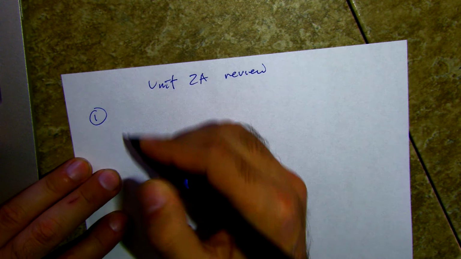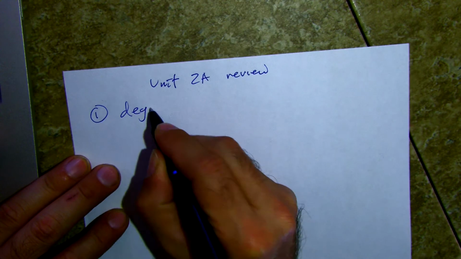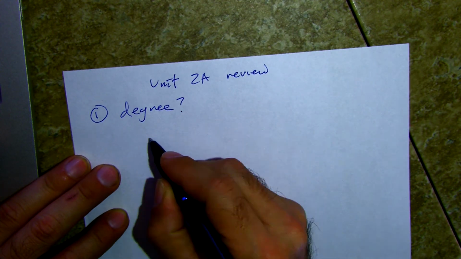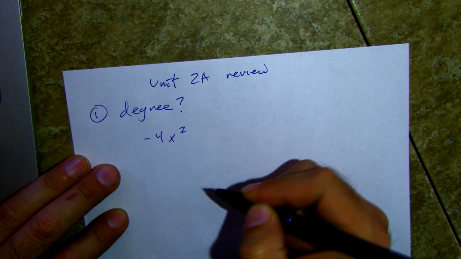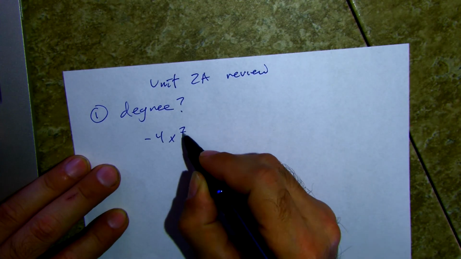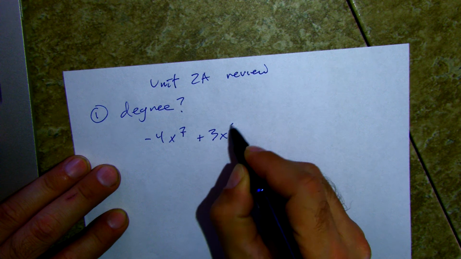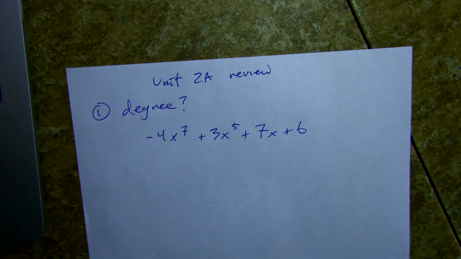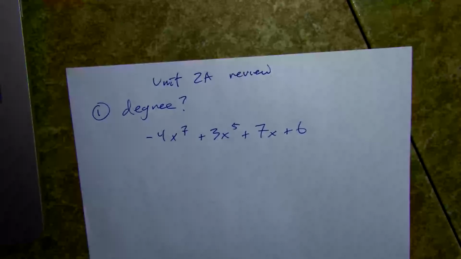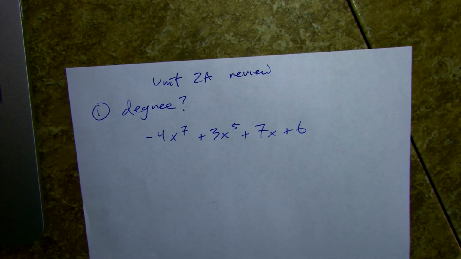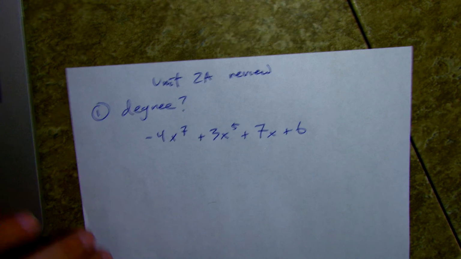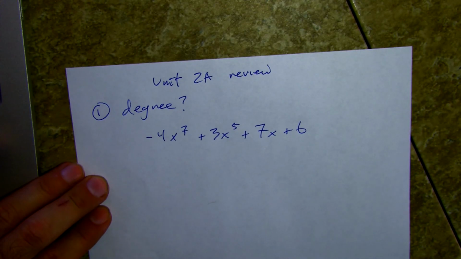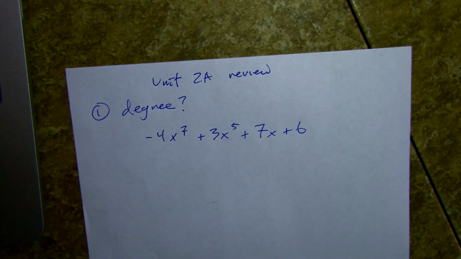All right, hey, what's the degree? Negative 4x to the 7. Look, I could even stop there. I don't even have to write the whole thing because that's all we need. Tell me in the chat, please. What's the degree of this polynomial, even more specifically? Where do we look?